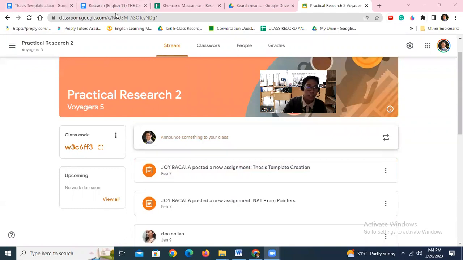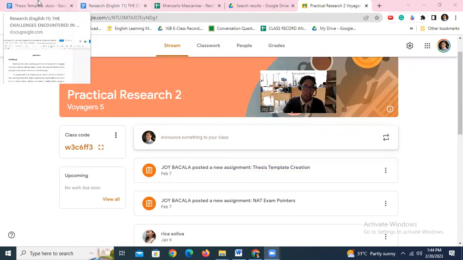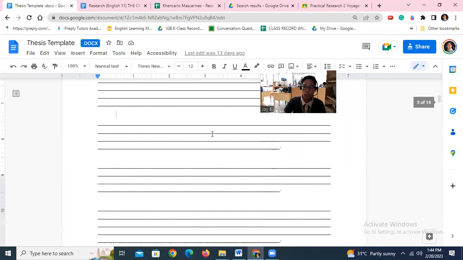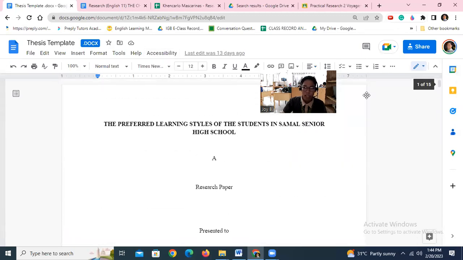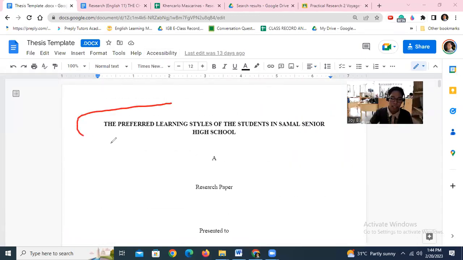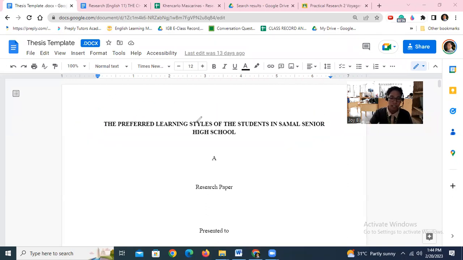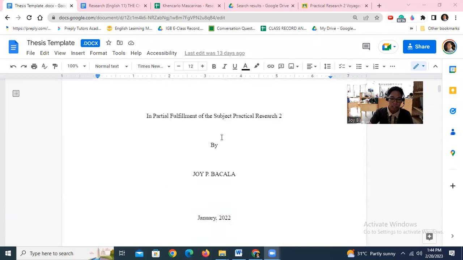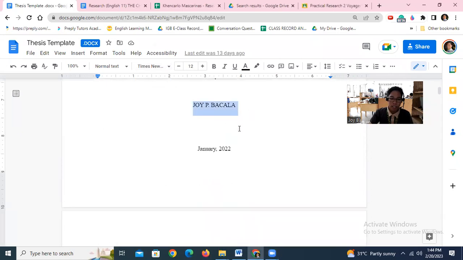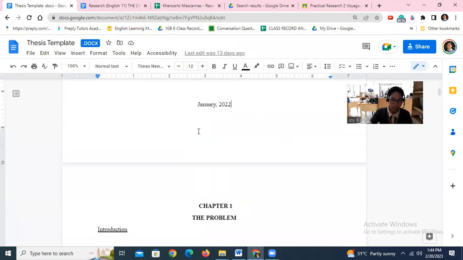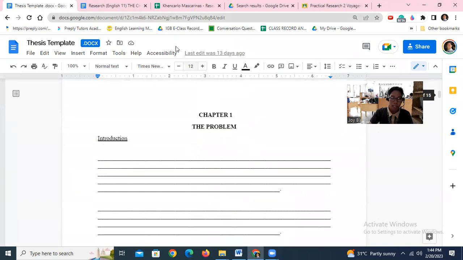And in regards to your thesis template creation, this is how it looks like. What you will do here is change the title of your research. This is my previous research from when I was still studying here. Then, you change your name here, including the date or the month of creation and the year right now. Then we have Chapter 1. Remember, we have Chapters 1 to 6. What you need to do is start with Chapter 1. We have the problem, introduction.